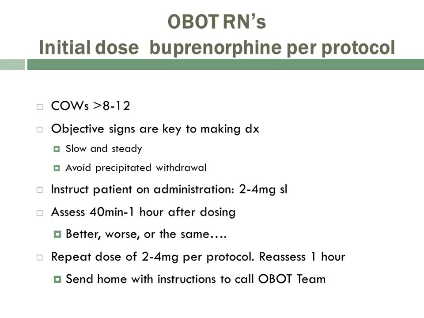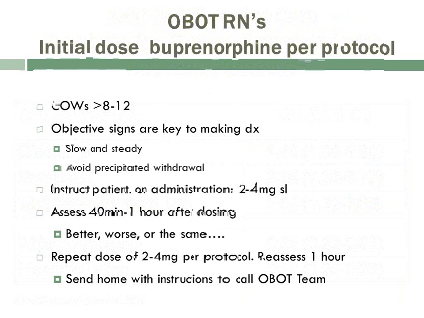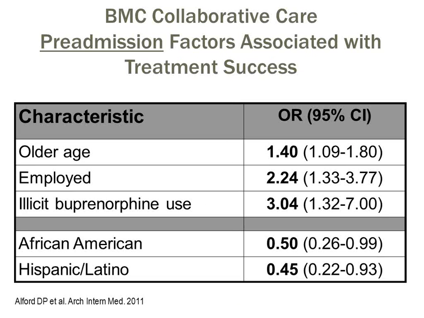We looked at how patients did. We looked at medically supervised withdrawal. We looked at transfers to methadone maintenance, and we looked at discharges for non-adherence or behavior issues. We saw that the patients that did better were those that were older, those that were employed, and believe it or not, those that were using illicit buprenorphine prior to engaging in treatment, whereas those that were African American and Latino actually struggled a little bit more, not very much more, but a little bit more, so a population we definitely need to address.